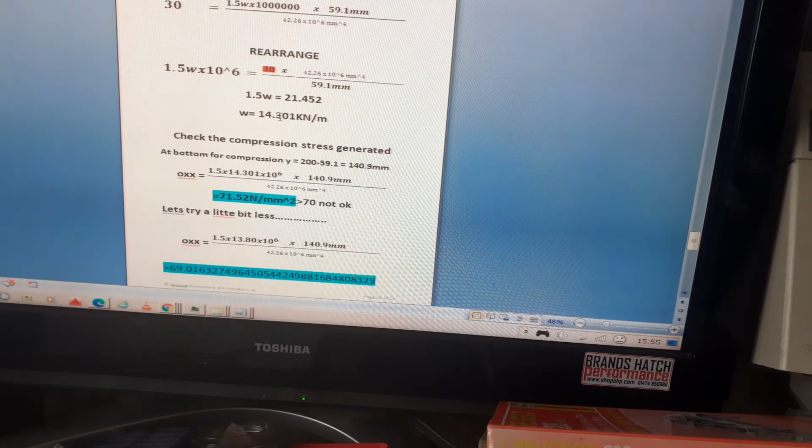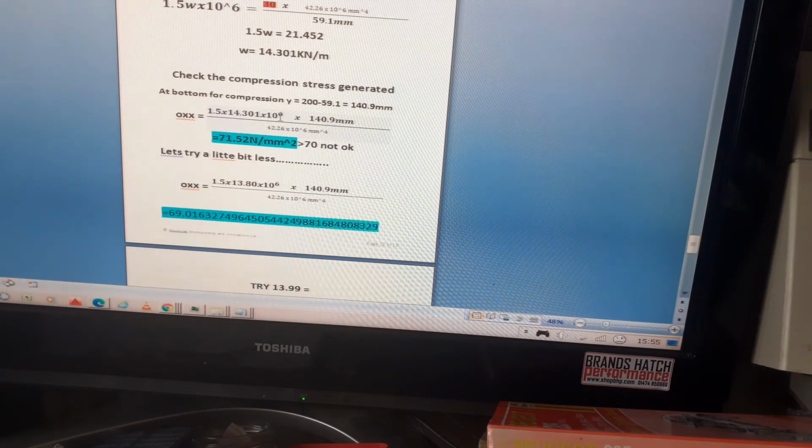We're going to get more stress in the middle than at the support because the support moment is 0.5 W and the sagging moment is 1.5 W. So the sagging moment is 3 times bigger than the support moment. As before, we now need to check the compression stress generated is less than 70 because that's in the question. So we do the same equation.